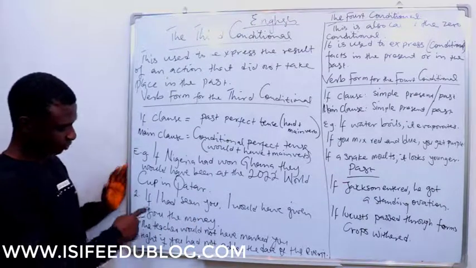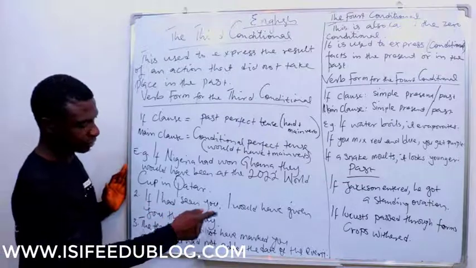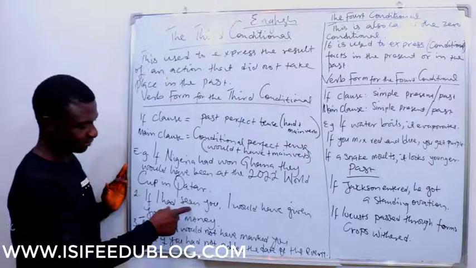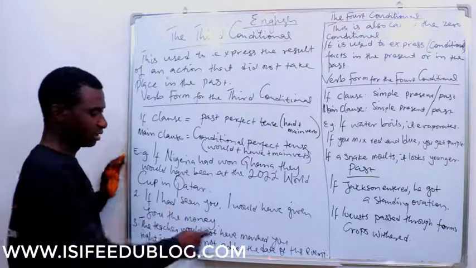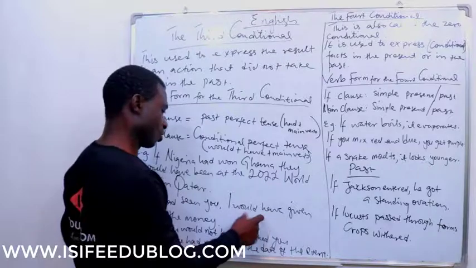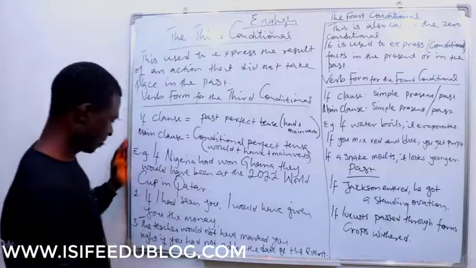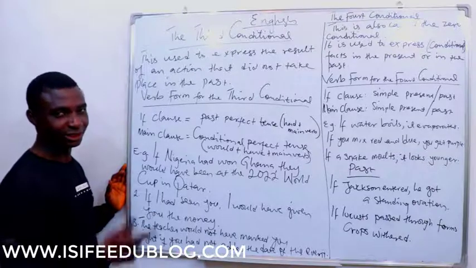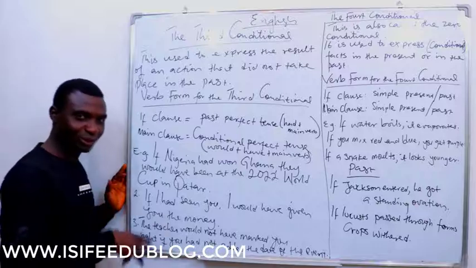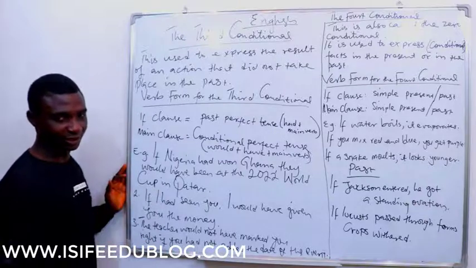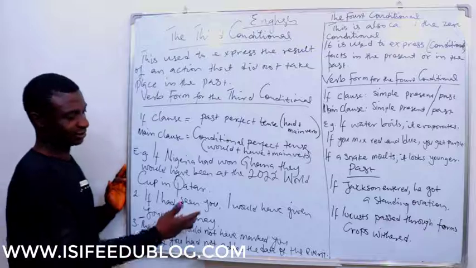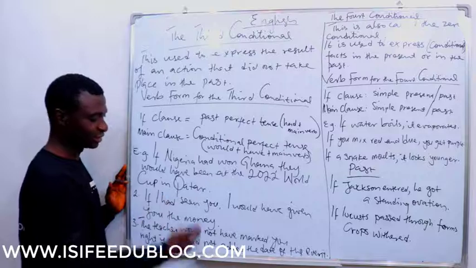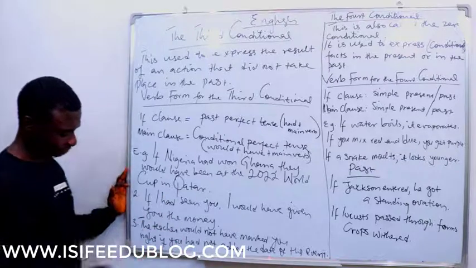Second example. If I had seen you, I would have given you the money. Had seen, past perfect. Would have given, conditional perfect tense. This means I did not give you the money because I did not see you. What happened was I didn't see you, so I didn't give you the money. What didn't happen in the past was this. I didn't see you, so I didn't give you the money.